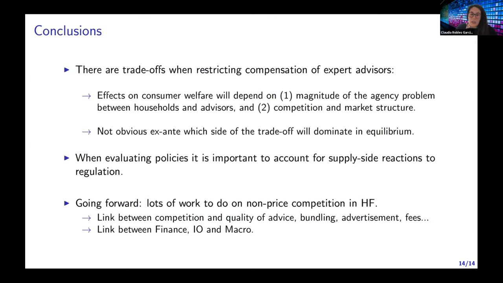So going forward, I do think there's a lot of work to be done when it comes to non-price competition in household finance. I think a lot of the work has been focusing on prices and how firms compete in prices and how consumers react to prices, and it's great work.